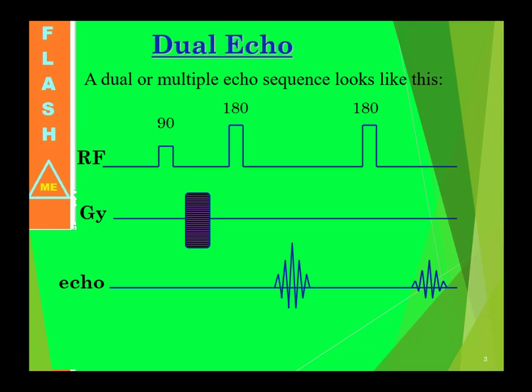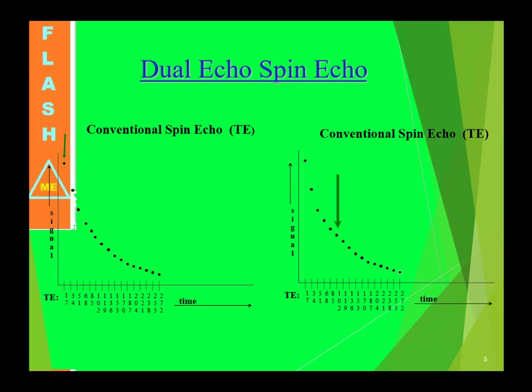Dual echo. RF, GY, echo. 90, 180, 180. A dual or multiple echo sequence looks like this. Dual echo spin echo. Time, signal.